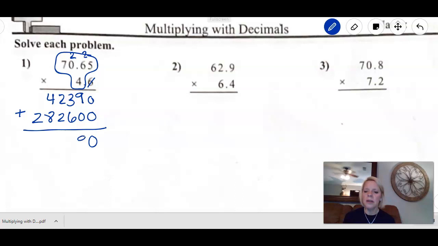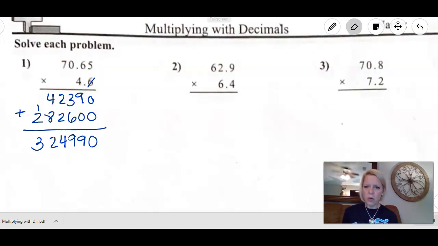Okay, 9 plus 0 is 9. There's another 9. 2 plus 2 is 4. 8 plus 4 is 12. And then there's your 3. Okay, now this is an awfully large number. If we kept that by itself without placing a decimal, that would be 324,990. Well, let's think about whether or not that sounds reasonable.